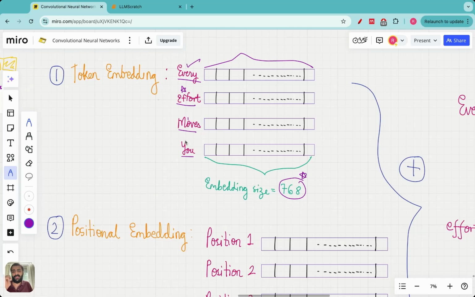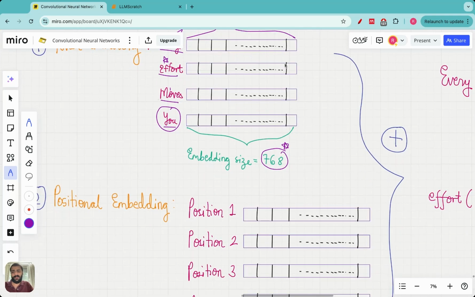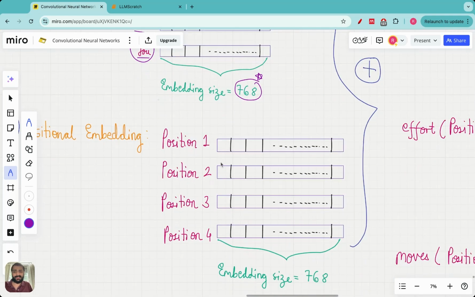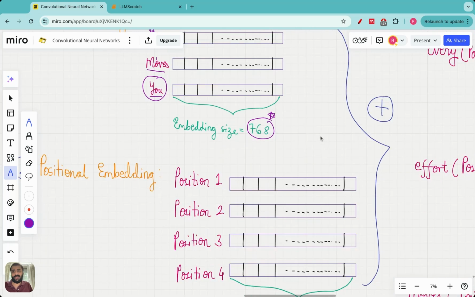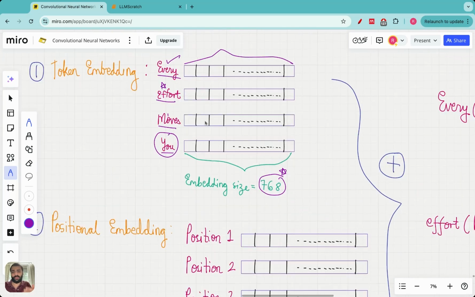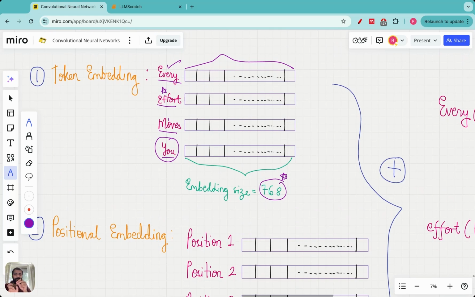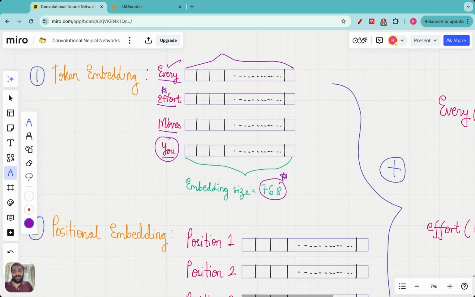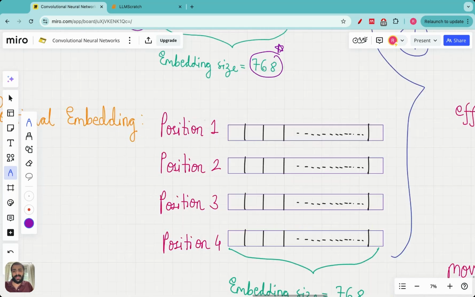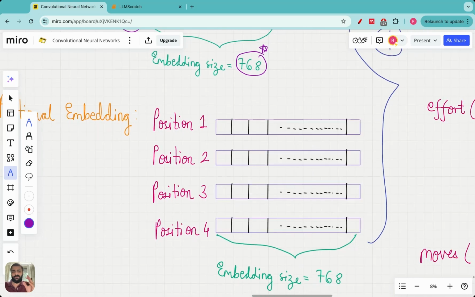Moves comes in position 3, and you comes in position number 4. So along with representing the words themselves as an embedding vector, we also represent every position as an embedding vector. So we are considering four positions here, right? Which also becomes the context size. Remember, the context size is the maximum number of words which can be used to predict the next word. In our case, the context size is equal to 4, which means only four positions matter. So that's why in the positional embedding, we are going to look at the embedding vectors for four positions.